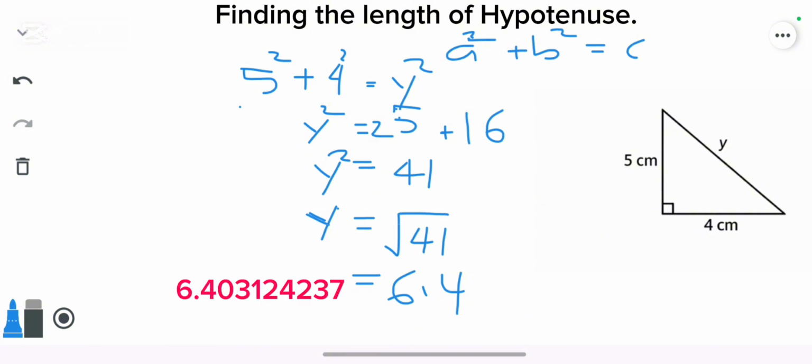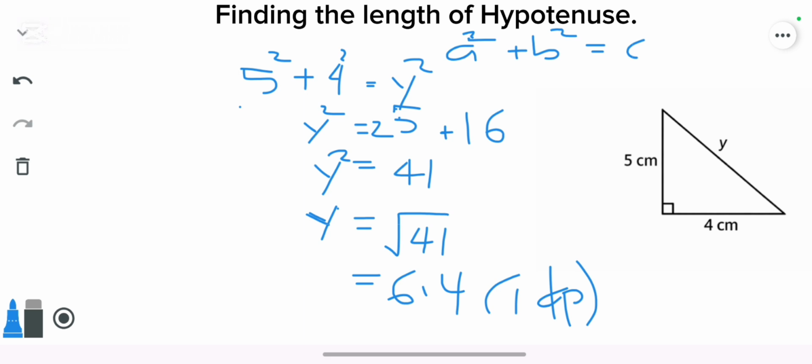Now if you use your calculator to find the square root of 41, you will end up getting a lot of numbers after the decimal point. For this case here, we are rounding the decimal numbers to one decimal place. So the length of the hypotenuse here is 6.4. So there you go. This is how you can find the length of the hypotenuse on a given right angle triangle.